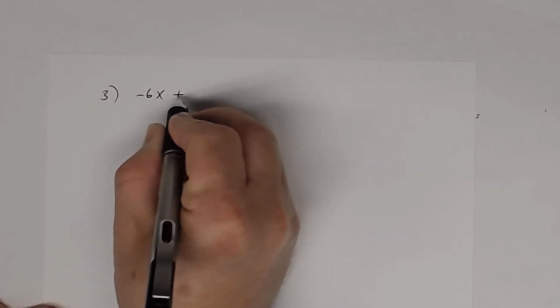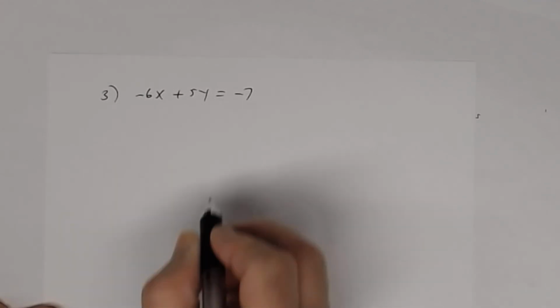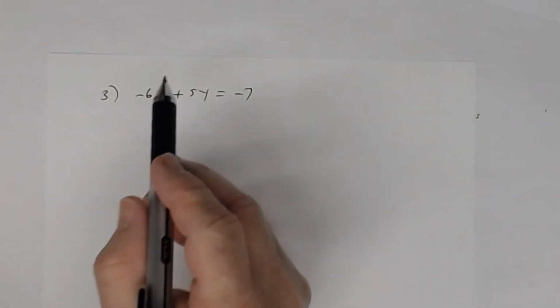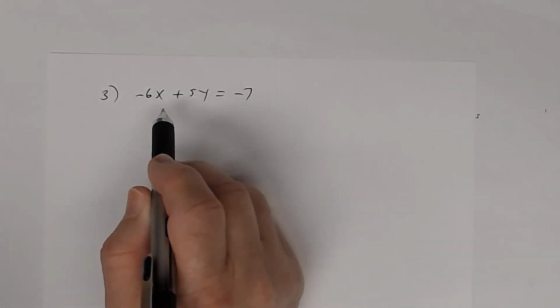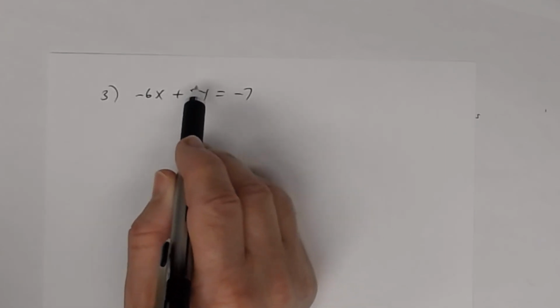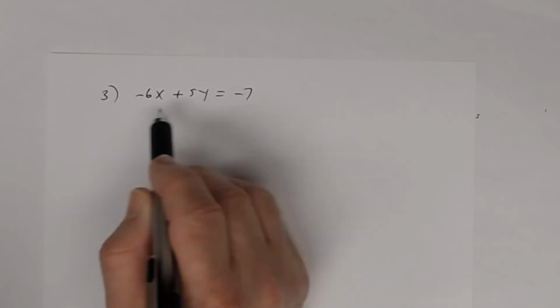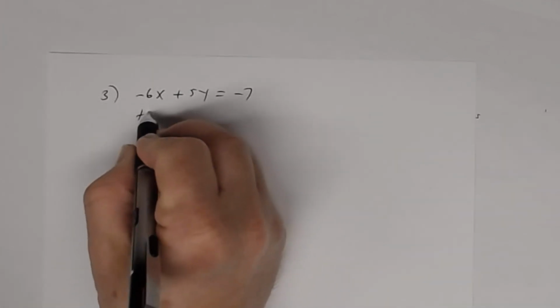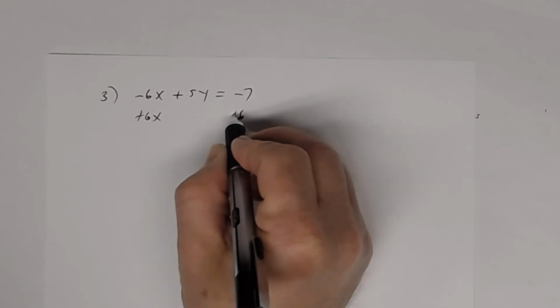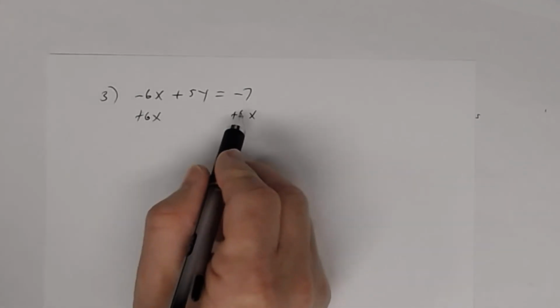All right, let's look at number 3. We have this problem: negative 6x plus 5y equal negative 7. Just like the previous problem, we want to write this in slope-intercept form to find the slope and the y-intercept. So I'm going to isolate this term, which means I want to add 6x to both sides because it's a negative 6x. So add 6x, add 6x.